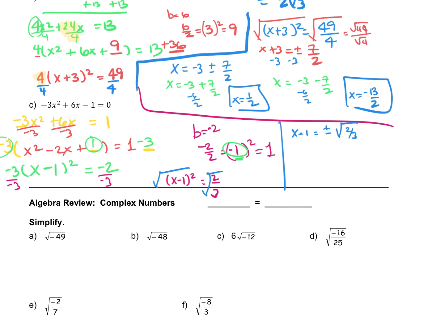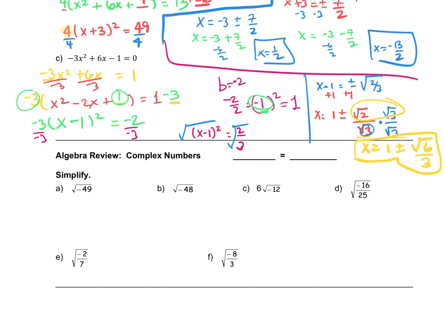Move the 1 over. Add that one. x equals 1 plus or minus the square root of 2/3. I'm going to write it like this because we need to rationalize the denominator. Those are not perfect squares, so I cannot leave a radical on the bottom. So again, rationalize the denominator. We're going to multiply by the square root of 3 over the square root of 3, because we want to get rid of that square root of 3. So we wind up with x equals 1 plus or minus, on top the square root of 6, and on the bottom the square root of 3 times the square root of 3 is the square root of 9, or just 3. And that's your solution. Two answers.